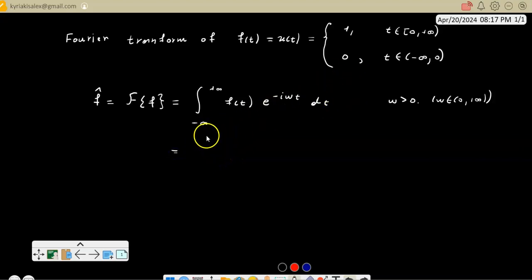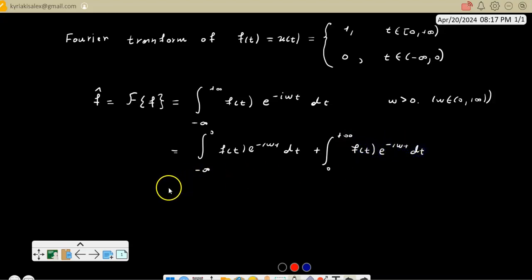We split the integral into two parts, from minus infinity to 0 plus the integral from 0 to infinity of f of t e to the minus i omega t dt. From minus infinity to 0, the function is equal to 0, and we only have the integral from 0 to infinity.